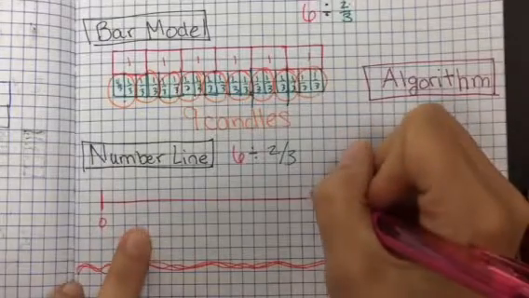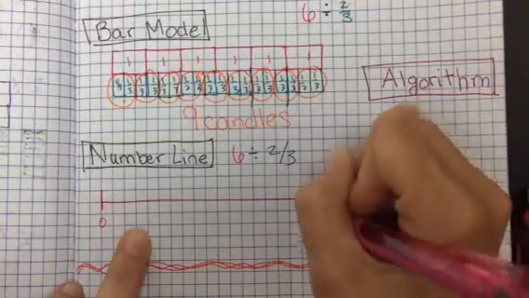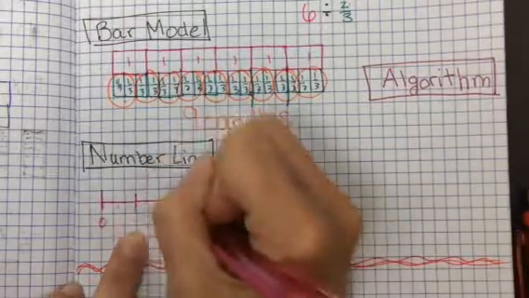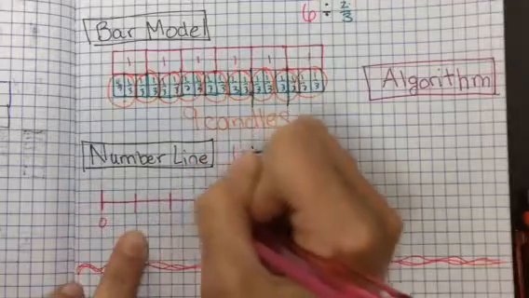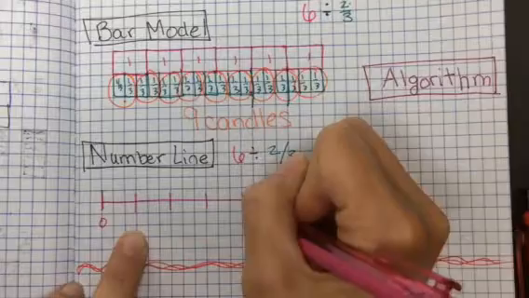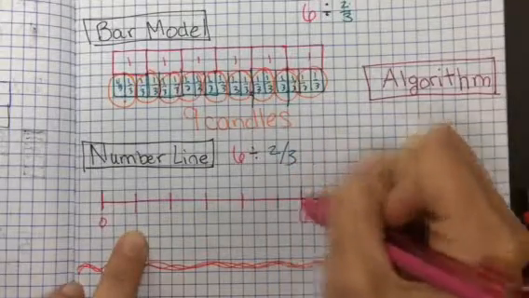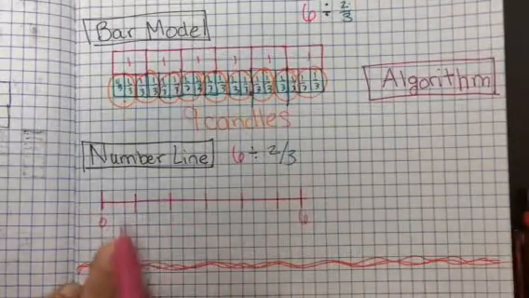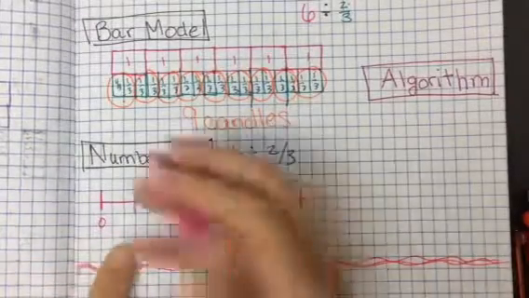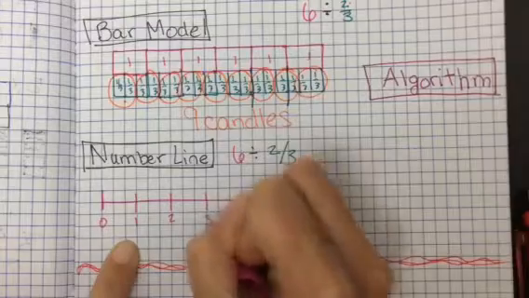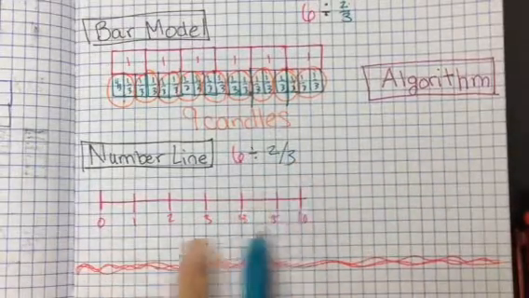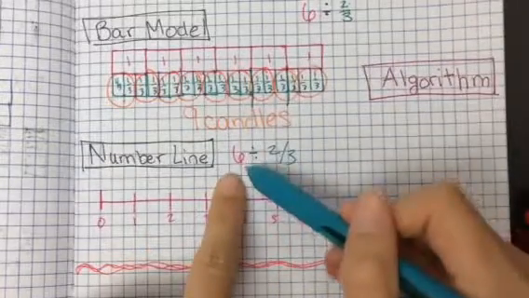Okay, so I'm going to stop us right there. And then I fill in. So there's 1, there's 2, there's 3, there's 4, there's 5, and then of course there is 6. Okay, so now that I have this broken up into 6, I'm going to go 1, 2, 3, 4, 5, and 6.